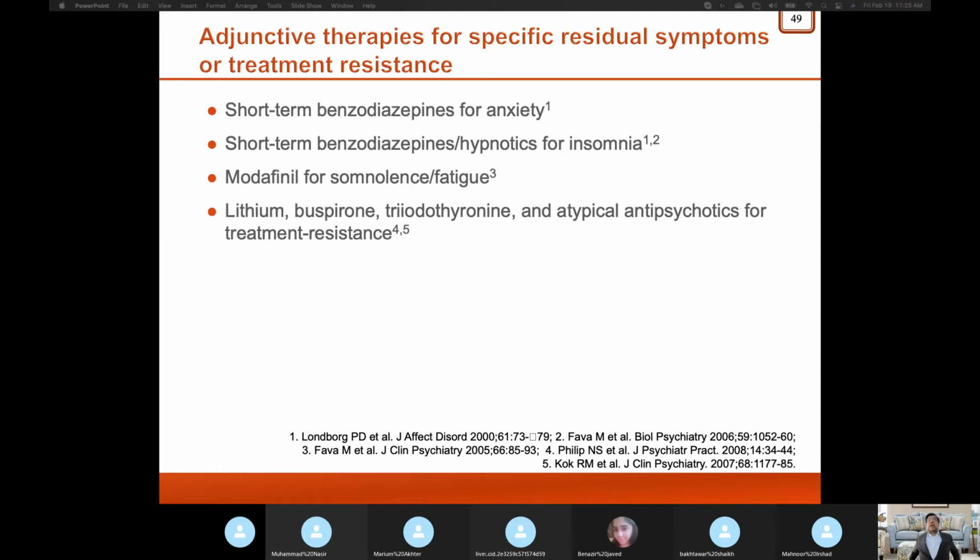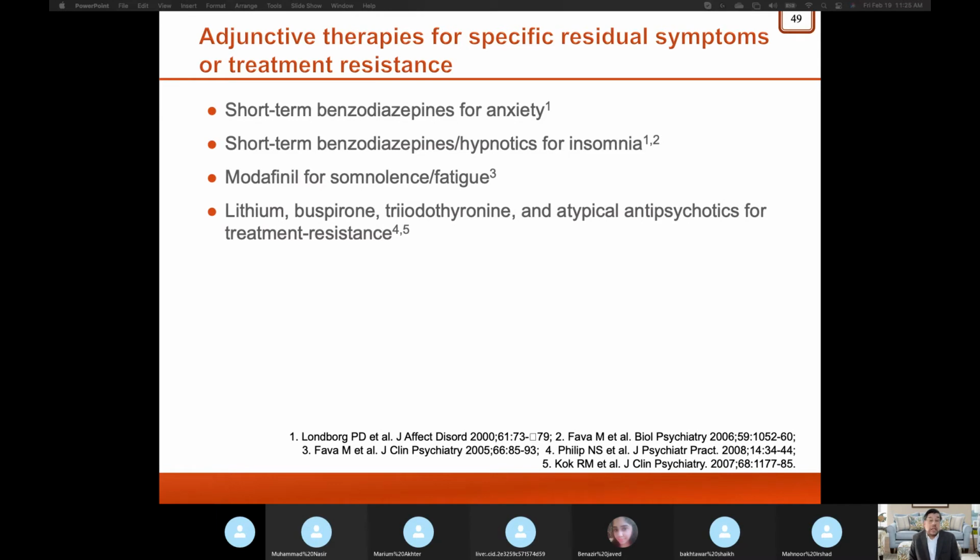Modafinil treatment as an augmentation strategy. People don't know much about modafinil. It's available in Pakistan. It's a good drug. If a person tolerates it, I definitely add modafinil to an SSRI if I'm suspecting TRD. And it's a good addition to address the somnolence and fatigue.